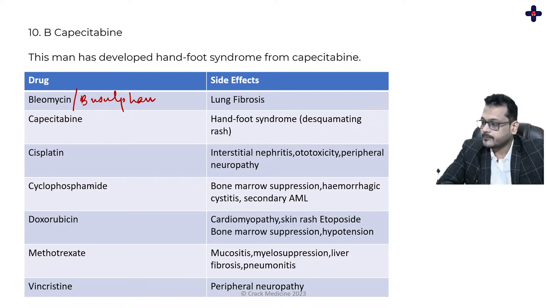Okay. Cisplatin causes interstitial nephritis and ototoxicity as well as peripheral neuropathy. All three are very important side effects. And cyclophosphamide, we all know bone marrow suppression is the most important side effect, right? But the most frequently tested side effect of cyclophosphamide is what, guys? Hemorrhagic cystitis. Now, I need you to type in the comment box, what is the treatment for hemorrhagic cystitis? Come on, guys, you need to answer it quickly.